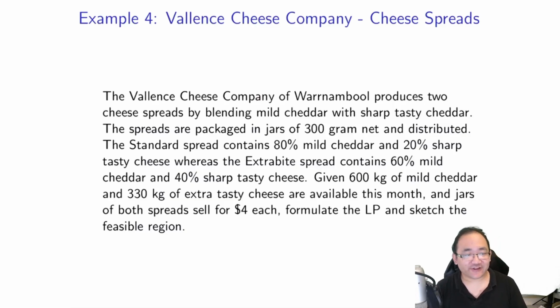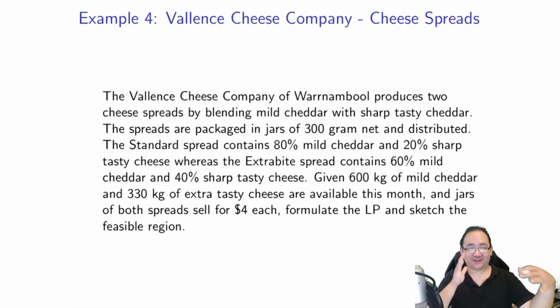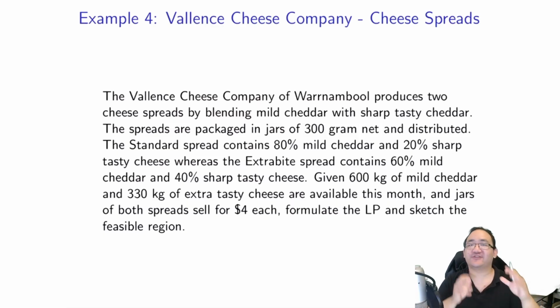Alright, going on to example 4, the very last example we can see. There's going to be a few things a little bit different, but let's just go into the description first. The Vallence Cheese Company of Warrnambool, state here in Melbourne, Australia, for those of you watching outside of the country, produces 2 cheese spreads by blending mild cheddar with sharp tasty cheddar.